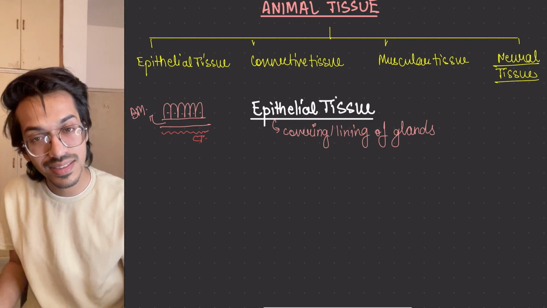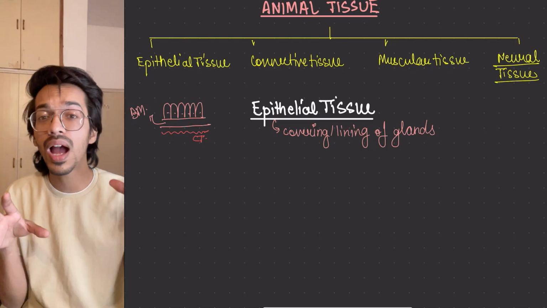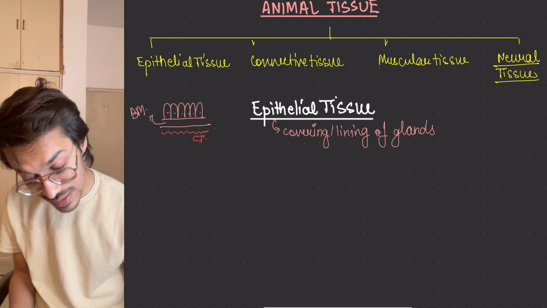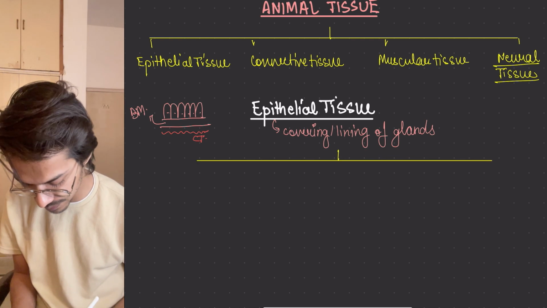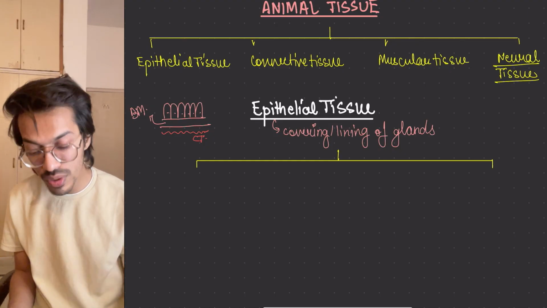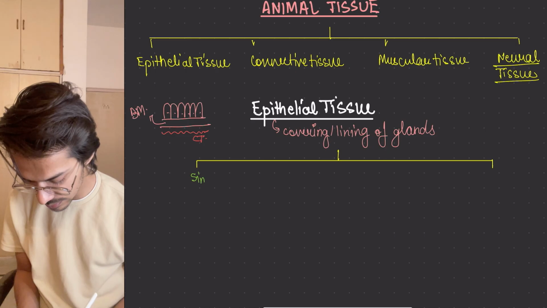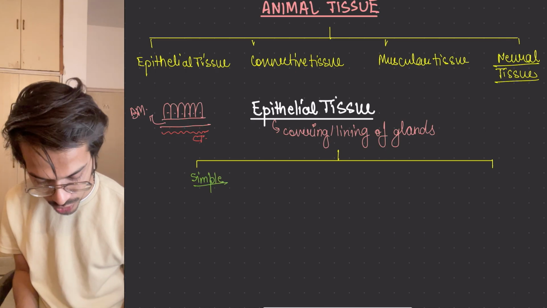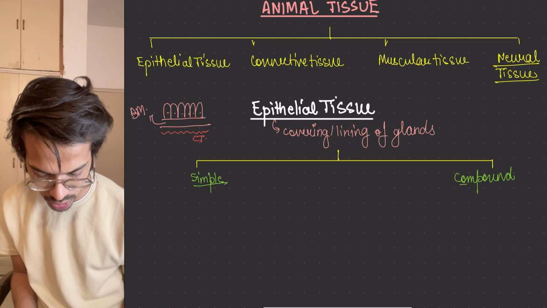Okay, moving on to the next thing. In epithelial tissue, 2 major divisions are there: simple epithelium tissue and compound epithelium tissue. The simple epithelium tissue is made up of a single layer, whereas compound epithelial tissue is made up of multiple layers. So simple epithelial tissue and the compound. Its diagram is also given to you.